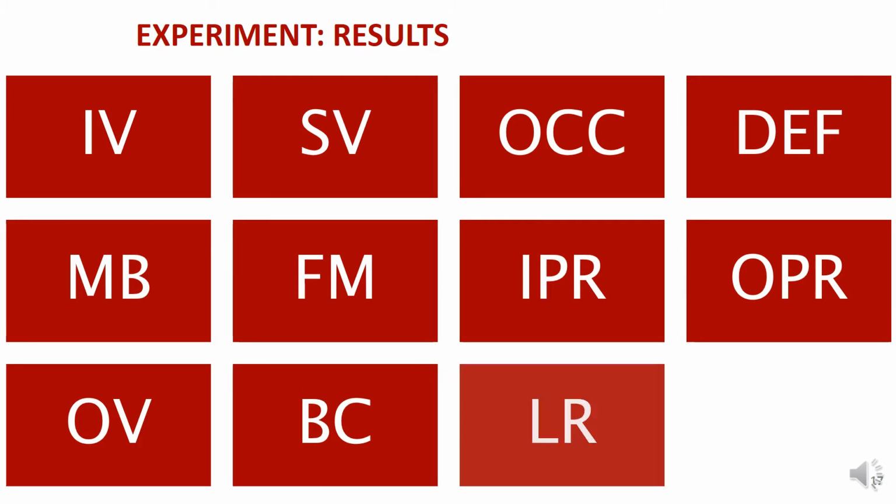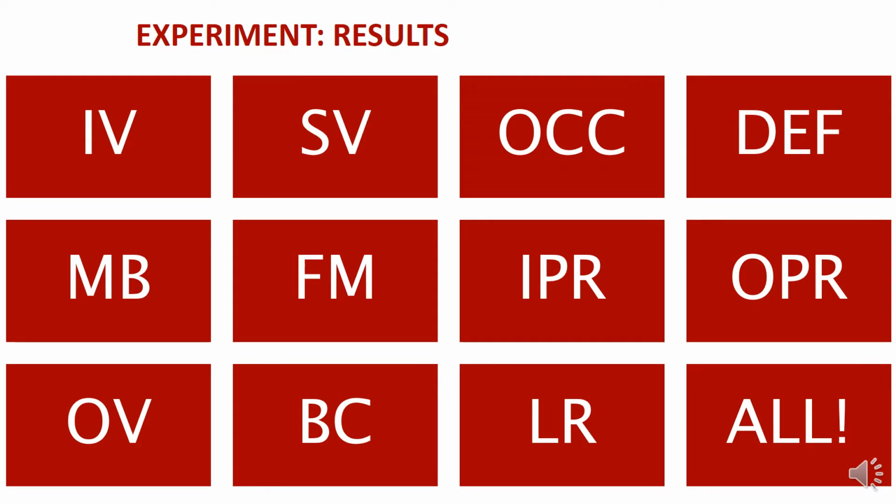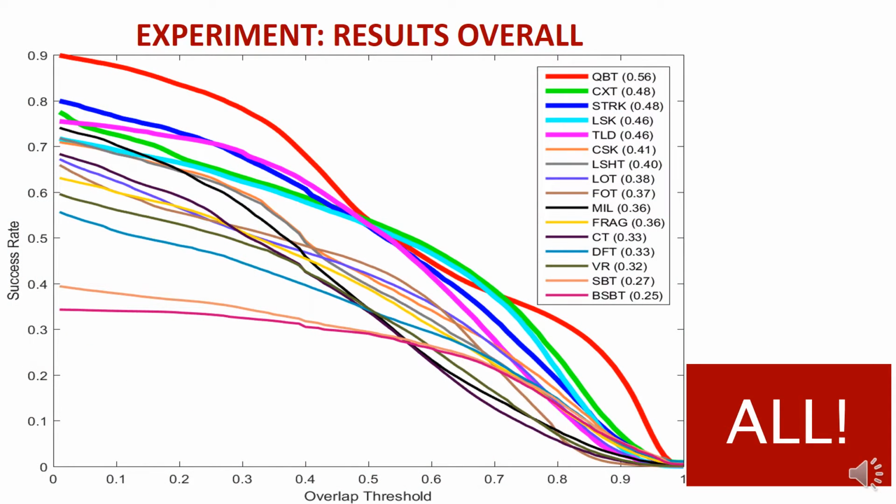To measure the performance of a tracker, the area under the curve of the success plot of the trackers is compared. QBT is the red line in this plot, and it is performing better than other trackers overall, and the Context tracker in green and Struck in blue follow it.